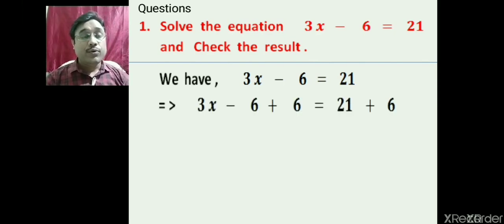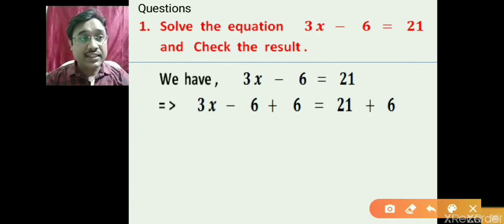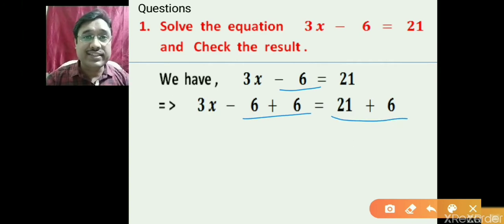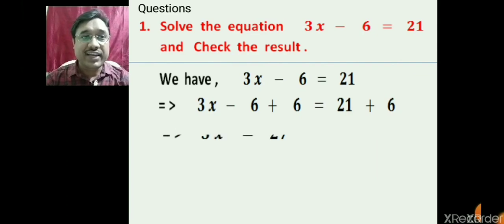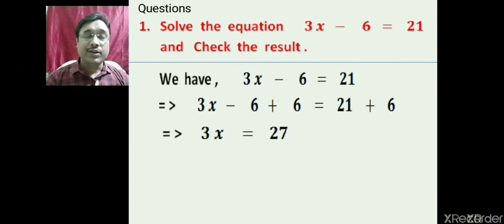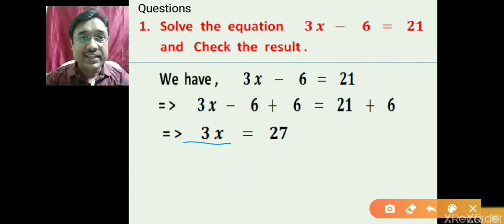Then to remove this minus 6 here, I am adding plus 6 on both the sides. So this minus 6 and plus 6 will cancel, and on the RHS side it is 21 plus 6 is 27. Okay, then we will write that 3x equals 27. Now what should be the next step here? The next step is to remove this 3 here, so that we can find the value of x only. X will be separate here. Then we will divide both sides by 3.